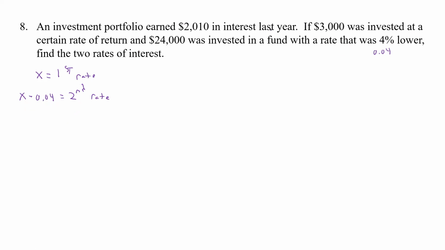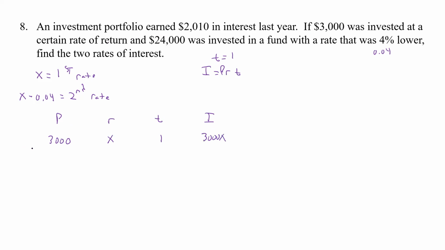All right. So investment earned last year. So last year, that means T is equal to 1 again. Okay. So we're going to have I equals PRT. So let's do all of our items again: P, R, T, and then our I. Okay. So our principal, the 3,000, was invested first, and it was at a rate of X, and we had a T of 1. Well, that's going to give us 3,000X.